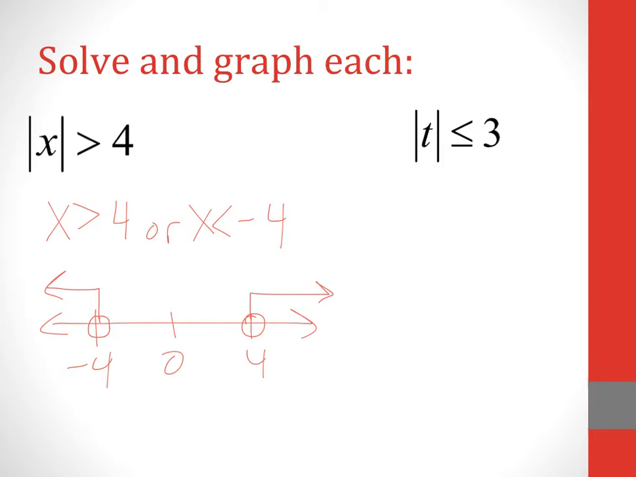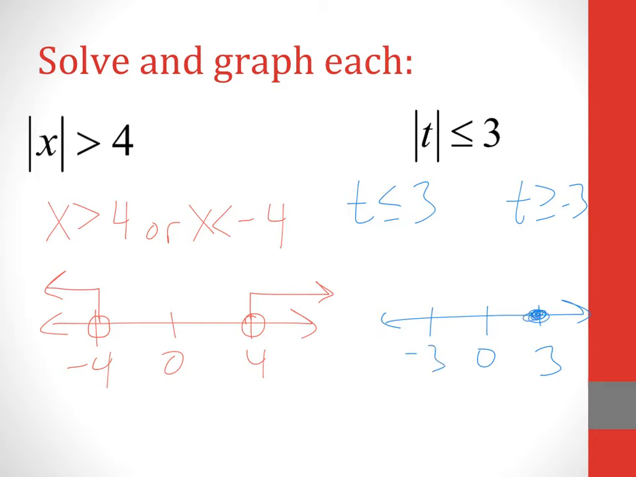Let's look at the next one. So same idea. T is less than or equal to 3. T is greater than or equal to negative 3. Let's graph it on a number line. I have 0, 3, negative 3. Well, it's less than or equal to 3, sorry, so that's a closed circle, and it's going this way. It's greater than or equal to negative 3. Well, what do we have here? They're going towards each other. Okay? So that is going to be an and statement.